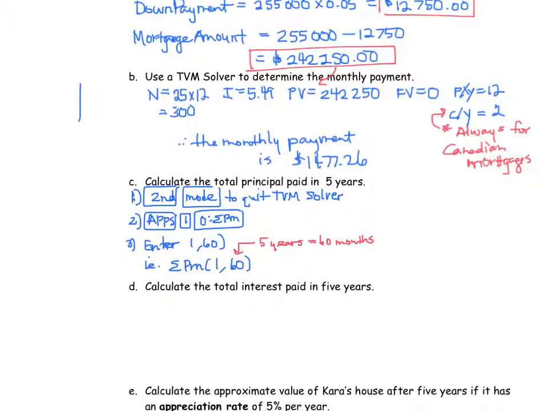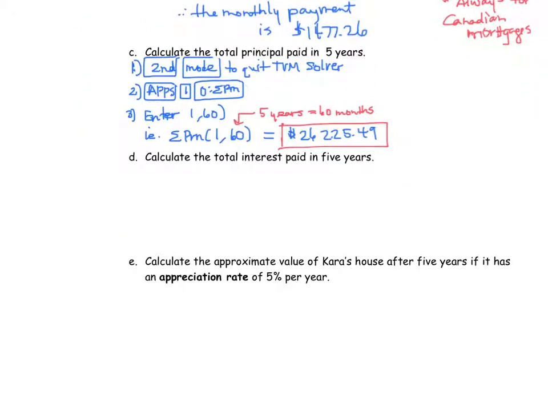And then you press enter, and it should tell you that the principal paid is $26,225.49. I believe that number comes up as a negative, just ignore that. Okay, so that's the principal that you've paid back, meaning the actual part of the house that you've paid down. Now, a lot of what you'd paid back in the first 5 years is interest. So, in Part D, it says calculate the total interest paid. There is a similar application for that on your calculator.